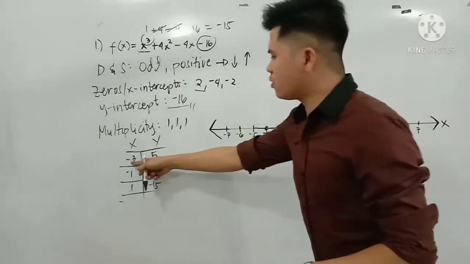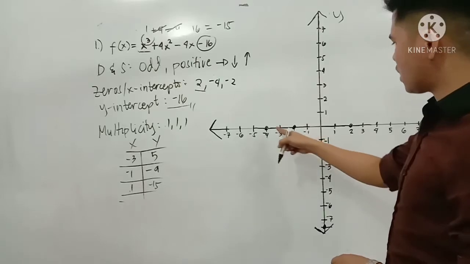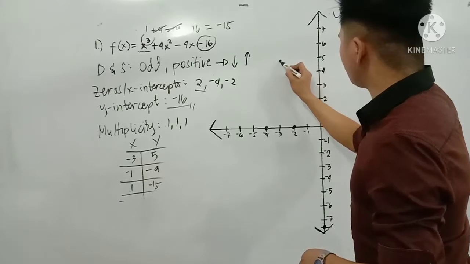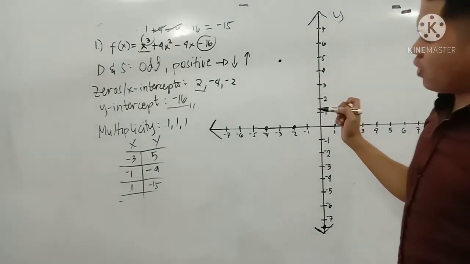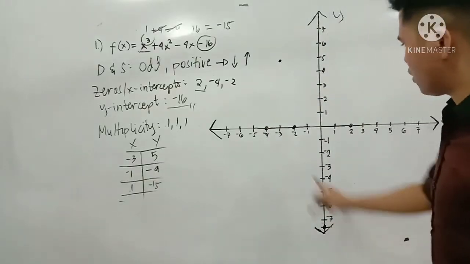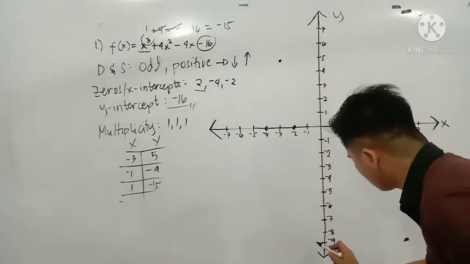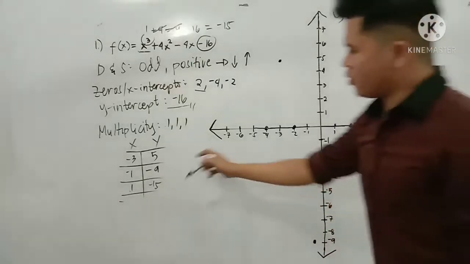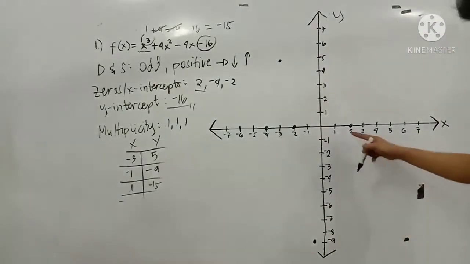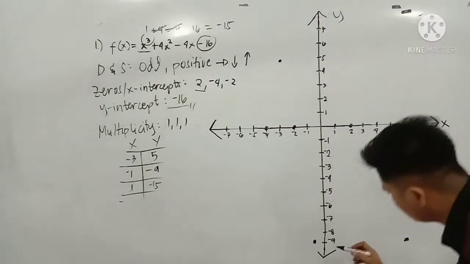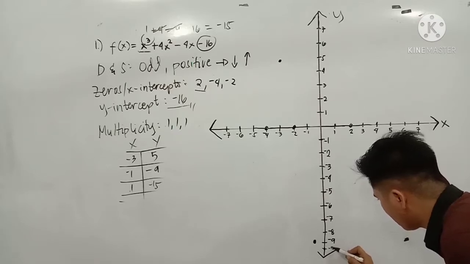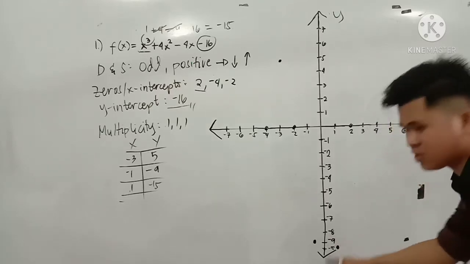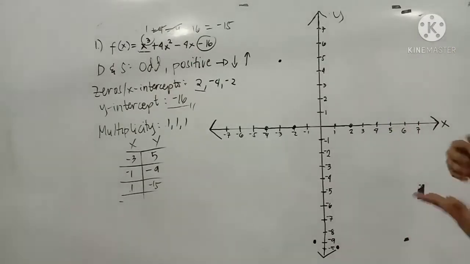So first, we have negative 3 and 5. So our x is negative 3, the y is positive 5. So the first turning point is in this point. And we have here negative 1, negative 9. So this one is the second turning point. And the third is positive 1, negative 15. Okay? So positive 1, negative 15. Just assume this is the negative 15. We have no space. Okay, so now we can graph.